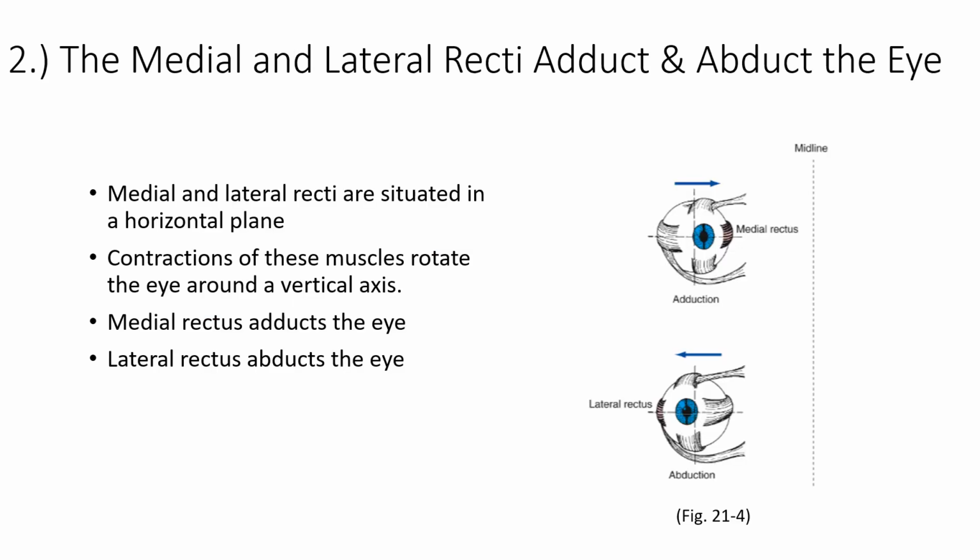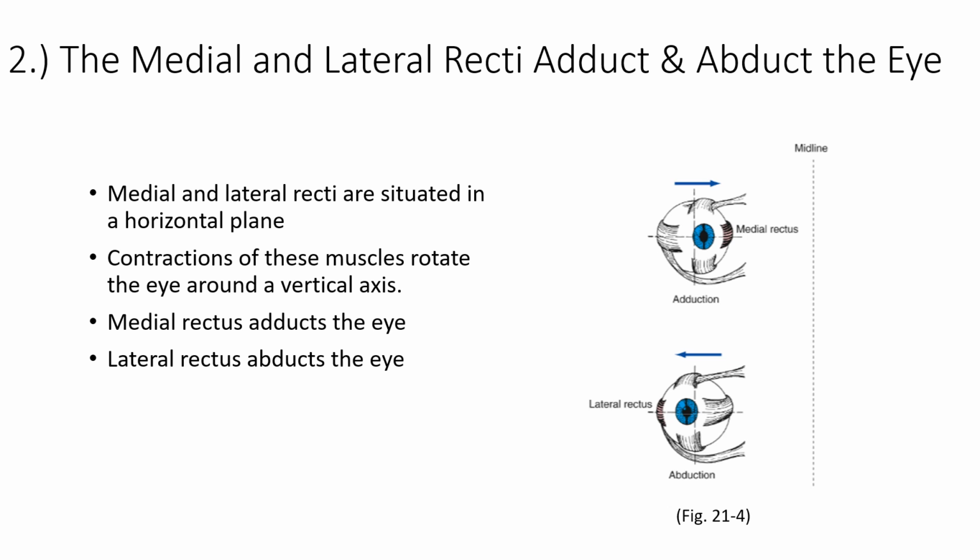The medial and lateral recti adduct and abduct the eye. This is number 2 on the list of the outlines, so we'll be numbering these throughout the PowerPoint to make it easy for you to reference back and forth to your book. The medial and lateral recti are situated in a horizontal plane, so contractions of these muscles rotate the eye around a vertical axis. This makes their actions straightforward, and you can see that in the picture there, Figure 21.4.